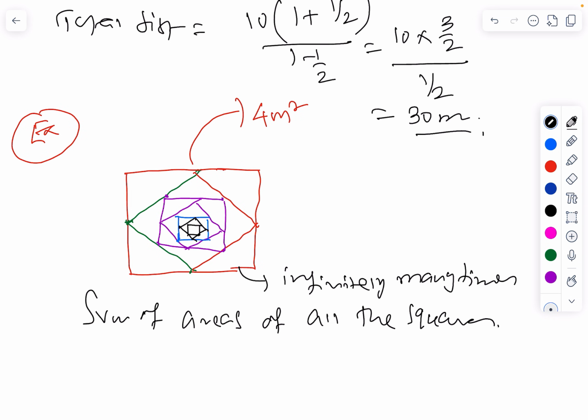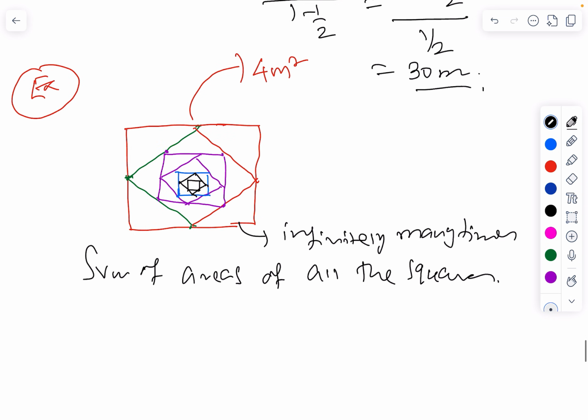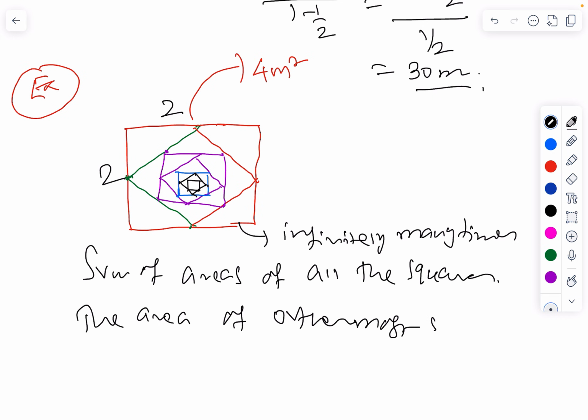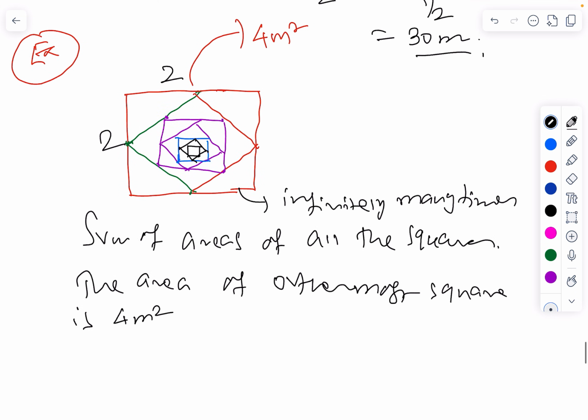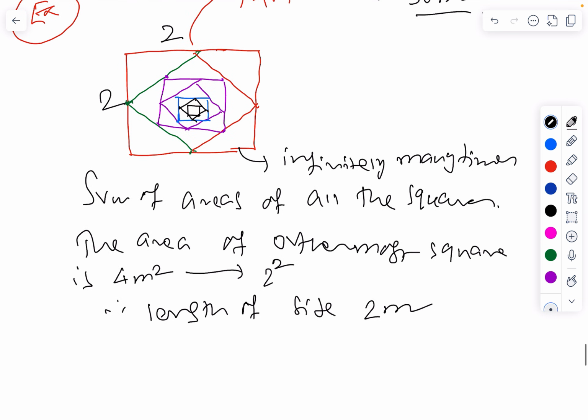So the first thing: the outermost square's area is 4 square meters. It is a square, so the side length is 2. So you can write that the area of the outermost square is 4 square meters, and the length of side is 2 meters, because 2 squared is 4.